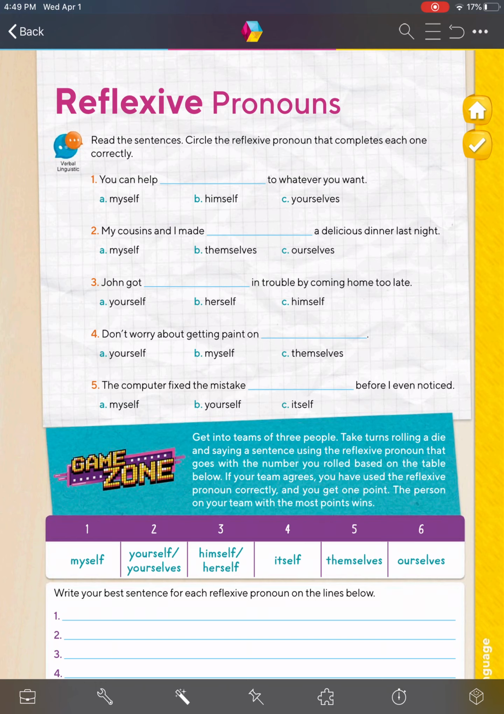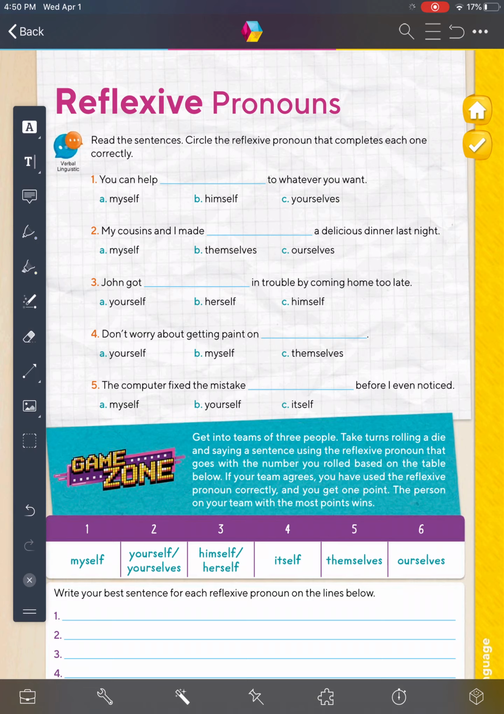Okay? Read the sentences. Circle the reflexive pronoun that completes each one correctly. I'll help you to identify the subject, but you have to do your answers. So we have the subject pronoun. What is the reflexive pronoun for you? Give your answer.